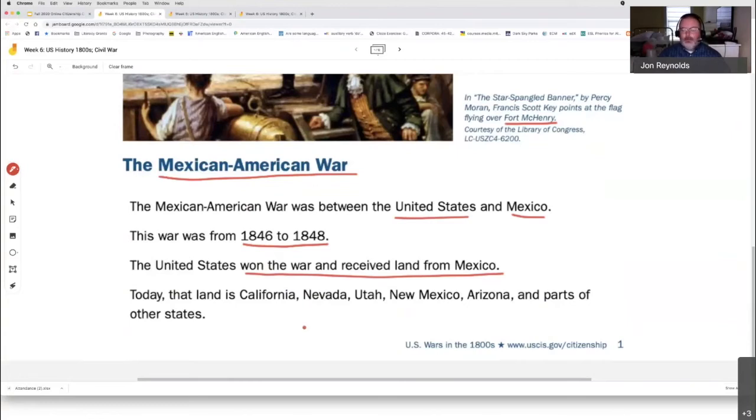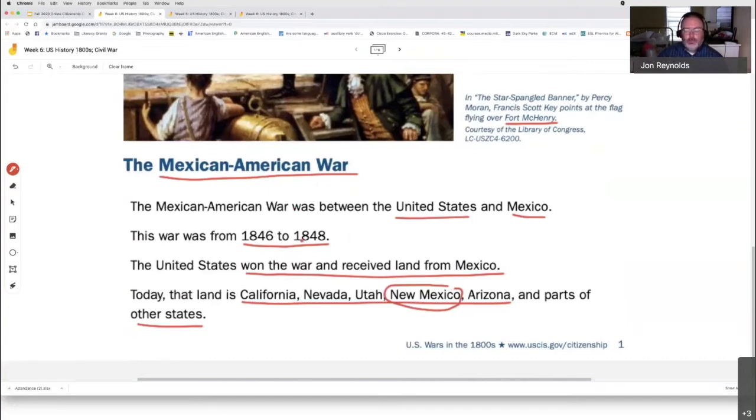So when we think of this war today, these particular parts of the United States came from that war: California, Nevada, Utah, New Mexico, Arizona. Remember, we talked about those states many weeks ago. These were the border states between the United States and Mexico. Even New Mexico, notice how it says New Mexico. This was territory that the United States gained, so it actually added to the size of the United States. Once again, another war that was fought was the Mexican-American War, and the war was really just for a couple of years, 1846 to 1848.